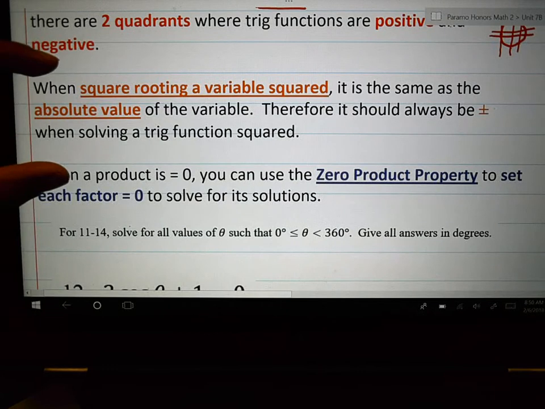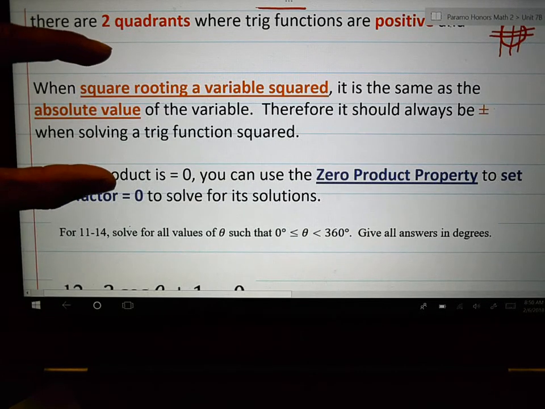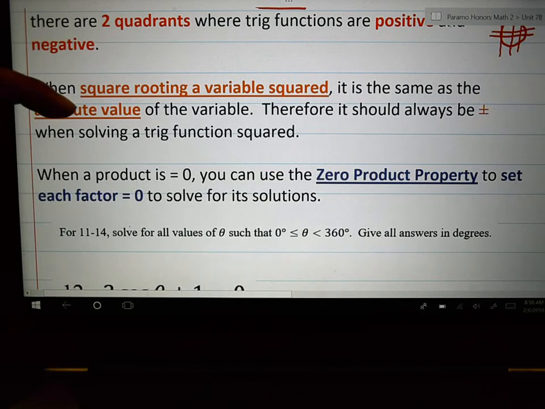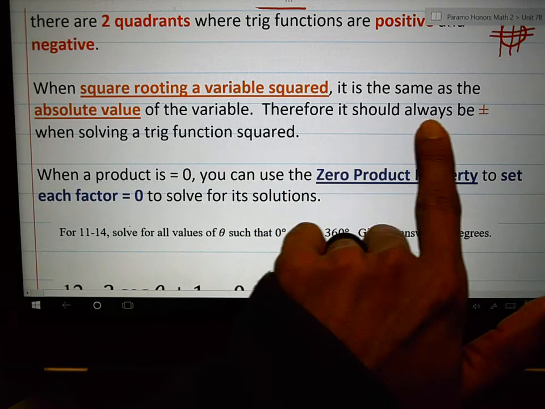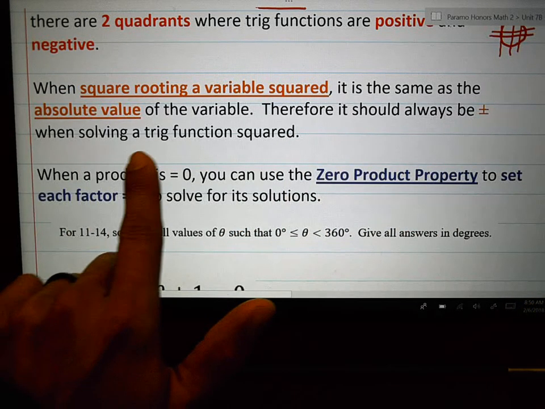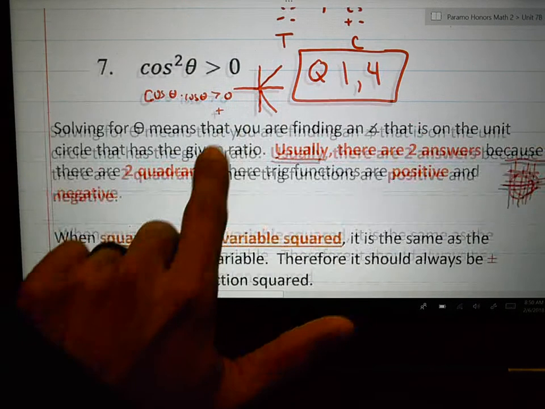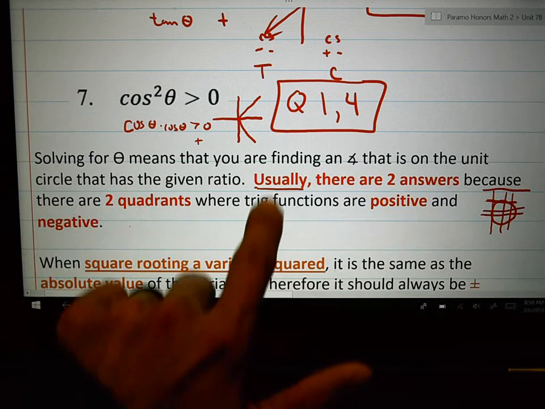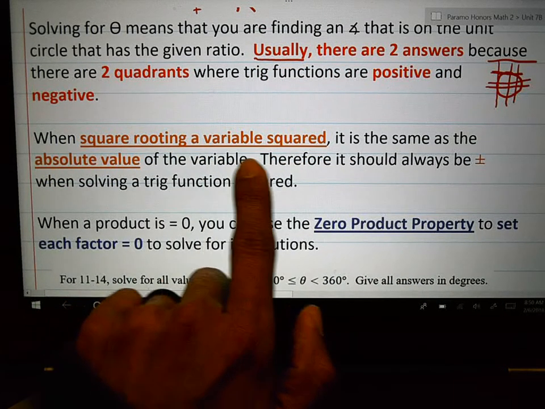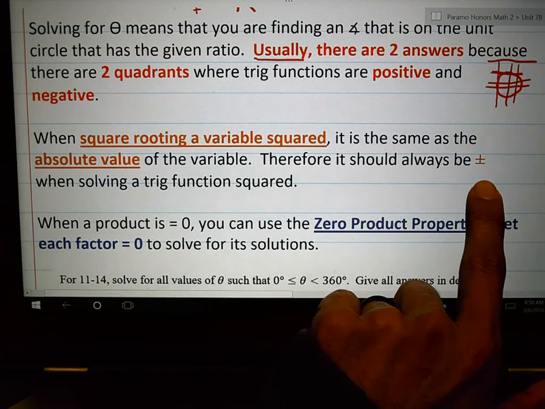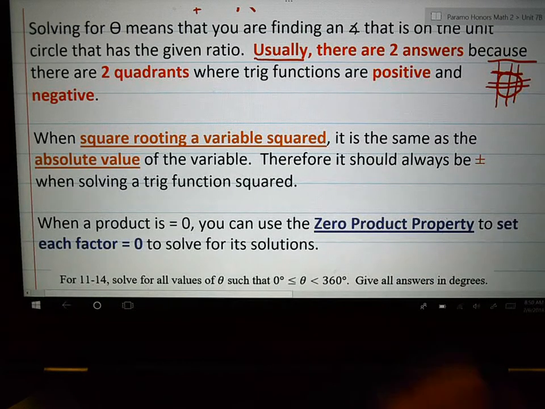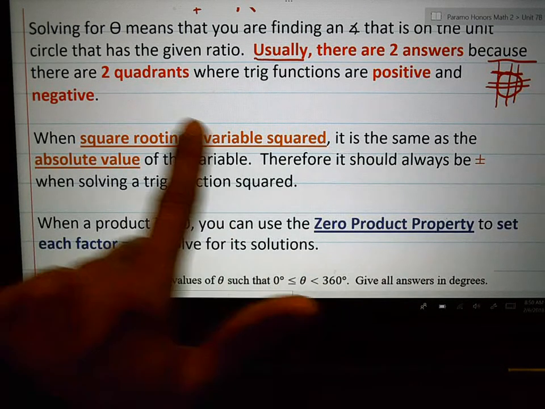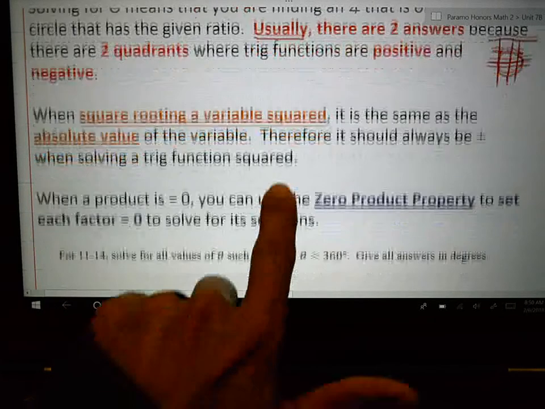Second thing that we wrote down: when square rooting a variable squared, it is the same as the absolute value of the variable. I write that because that's the definition. They'll use that a lot in Math 3 Honors. So therefore, it should always be a plus or minus when solving a trig function squared. When we deal with solving something that looks like number 7, when you square root something squared, don't forget that plus or minus sign. There's 2 possibilities with it. Keep that in mind, and why the definition is based off of absolute value, something that we'll encounter.